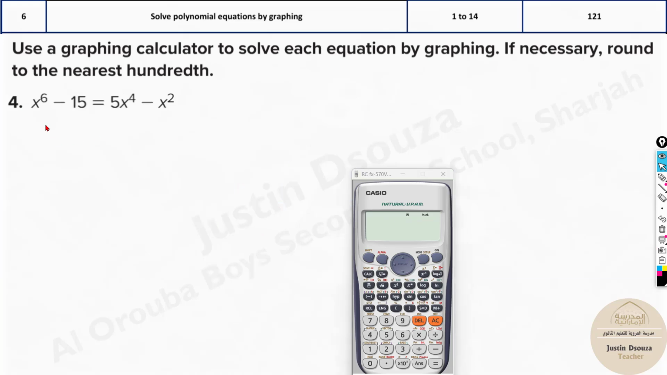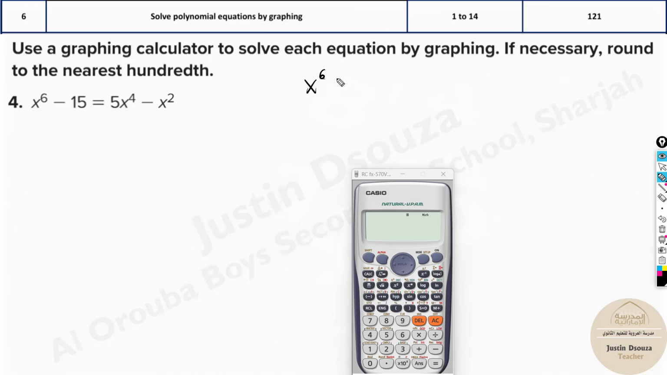Now we have reached this problem where we cannot directly solve it in the calculator because we have x power 6. The maximum in this type of calculator is x power 3, and there are some higher models where you can do x power 4. Only in graphing calculator these are possible. So what will you do over here? You may not get these type of problems in exam, but if you get, write it in the standard form.